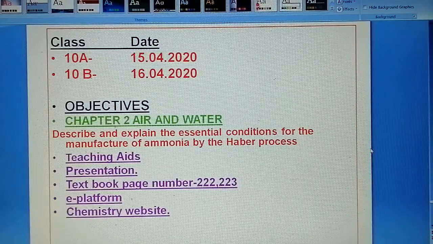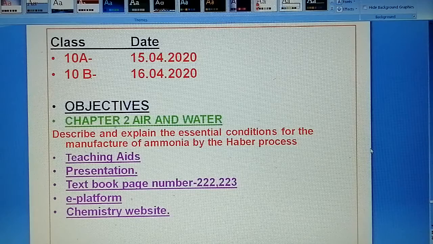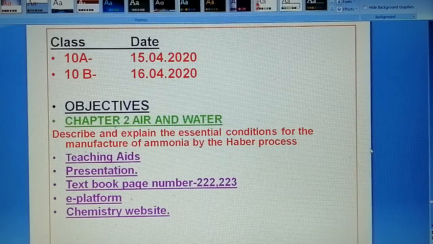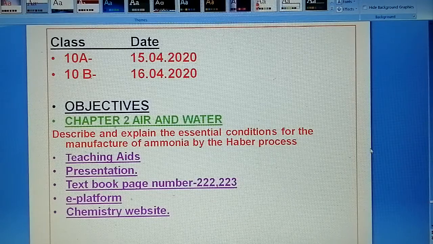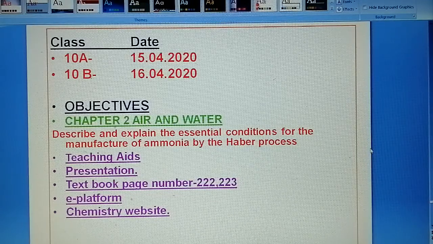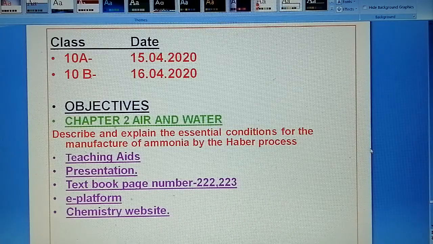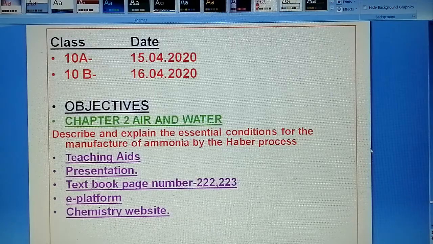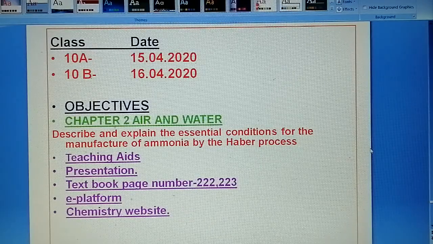Hi students, good morning. Today's topic is to explain the essential conditions for the Haber process. This Haber process will continue in the next class also, to study some more reasoning questions. So today we will introduce what the conditions are and what the steps are in that.